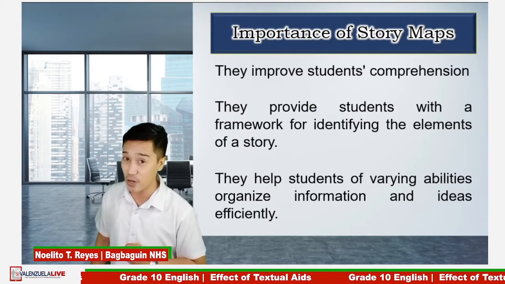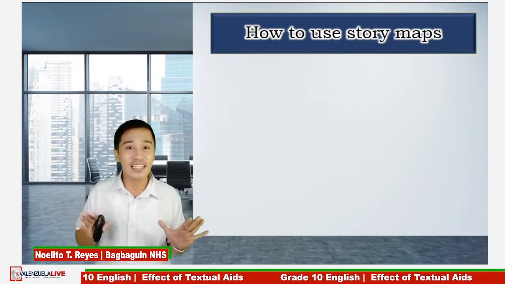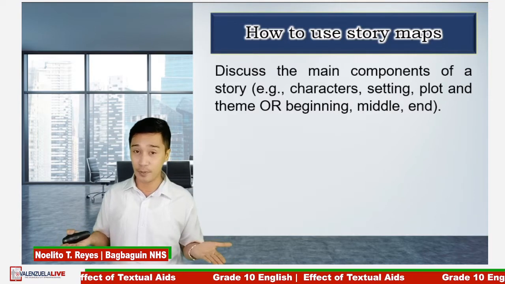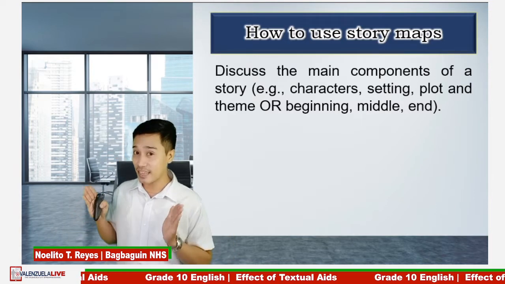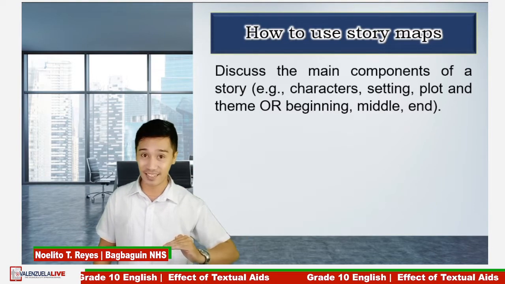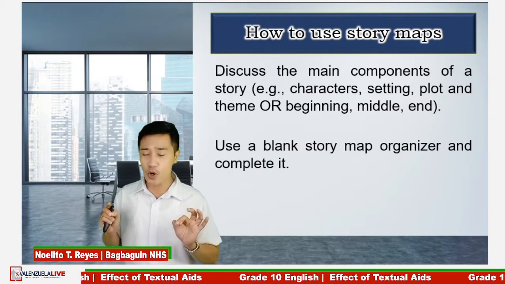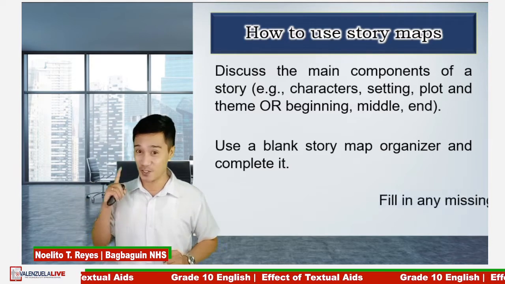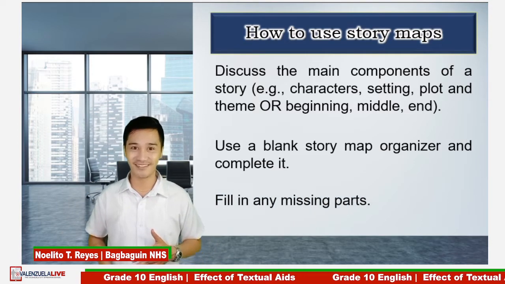How to use story maps? Well, it's very easy. Number one, discuss the main components of a story. For example, characters, setting, plot, and theme or beginning, middle, end. Secondly, use a blank story map organizer and complete it. And the last thing that you need to do is to fill in any missing part.